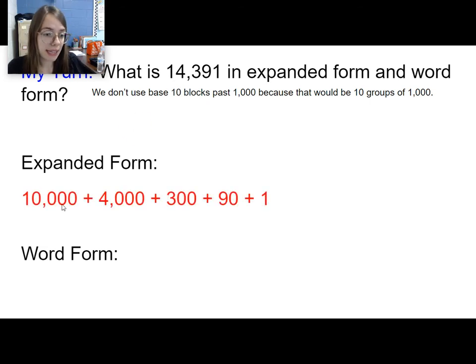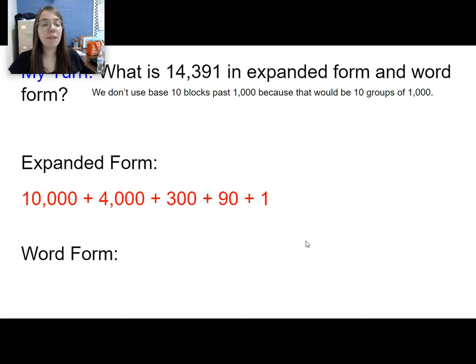So 1 ten thousand is worth 10,000. 4 thousands is worth 4,000. 3 hundreds, 100, 200, 300 is worth 300. 9 tens is 90, and 1 one. Now, if you look carefully at this number sequence, you can kind of see a pattern. Here we have 4 zeros. Here we have 3, 2, 1, and no zeros.